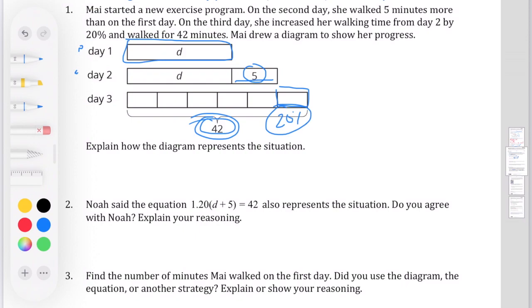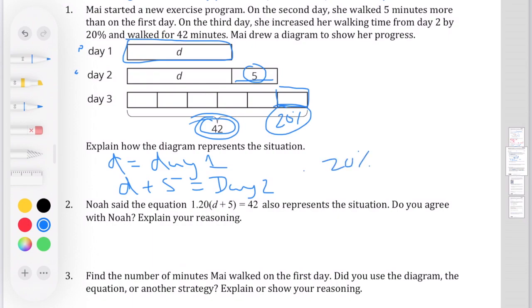Now we explain how the diagram represents the situation. Well, we have D equals day 1, where D plus 5 equals day 2. And then we have the 20% or plus 20% equals the 42 minutes for day 3.